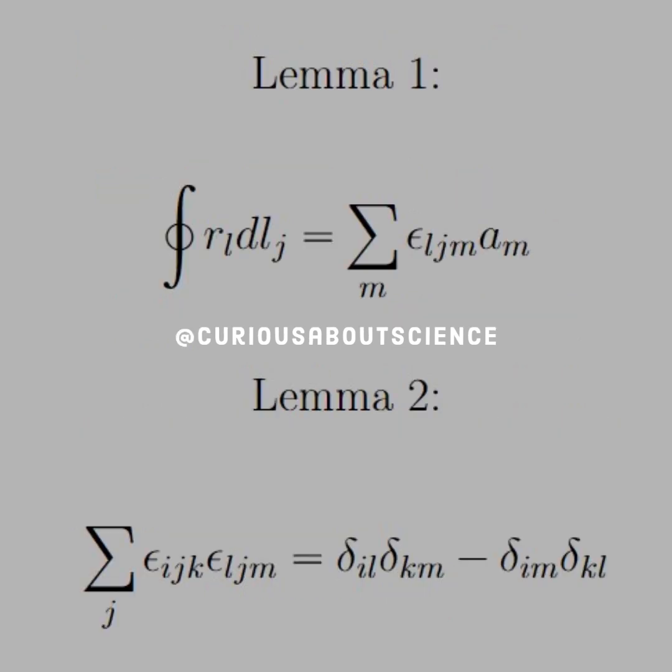And here are the lemmas that were used, where you had the closed integral of r_l dl_j equal to the summation, but also then lemma 2 is what happens when I have two of the Levi symbols. These things are gross. Get used to them where you can, and maybe I'll just include a worksheet for it because I needed a lot of practice myself. But they're fun once you get the hang of it.